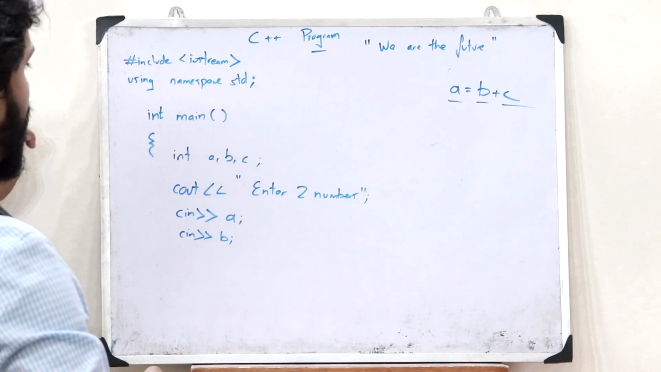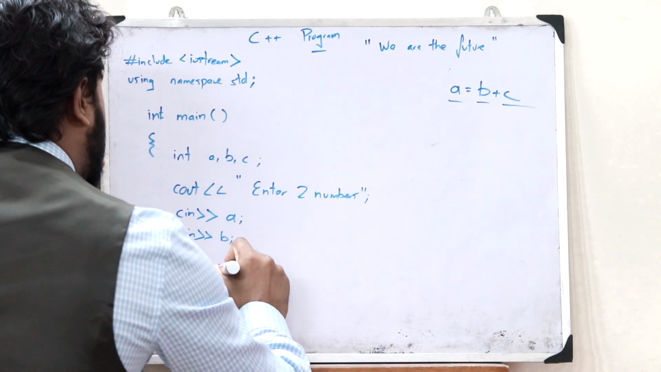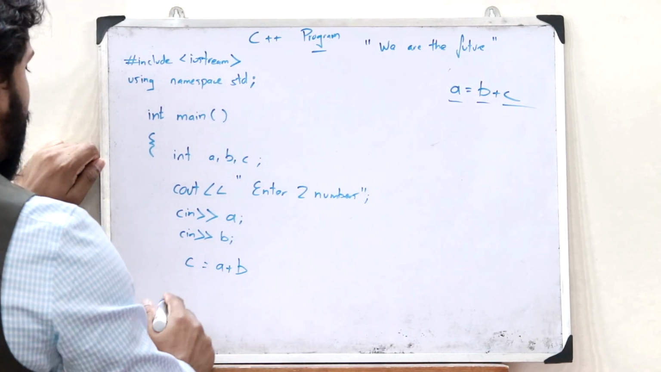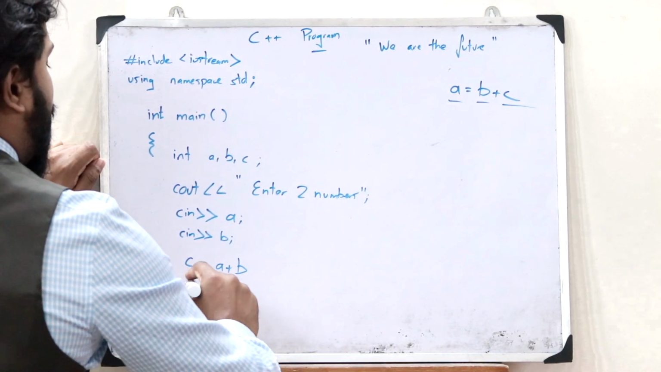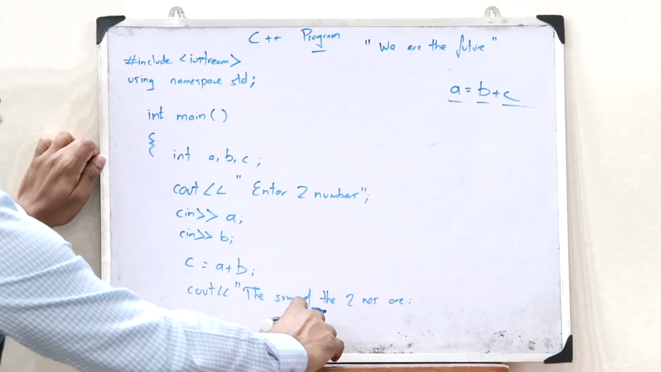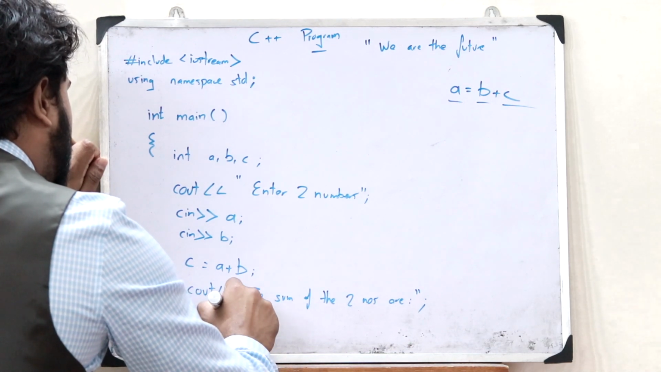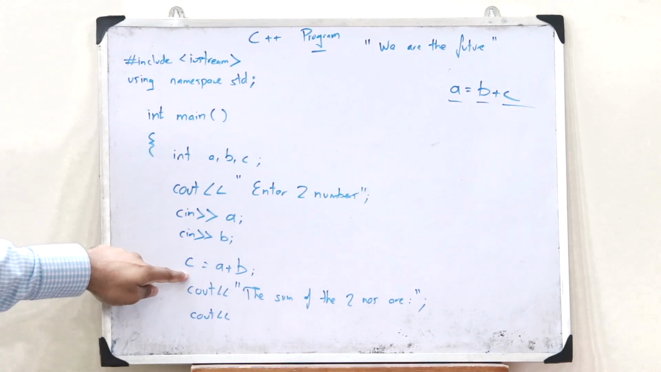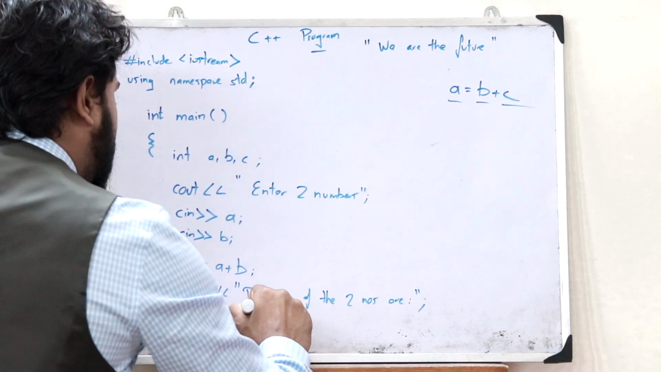Now we have to perform the arithmetic operation c equals a plus b. Therefore, the value of the sum a plus b is stored in c. And now we can write cout "The sum of the two numbers are", and we close the inverted commas. When we have to display the value of this particular integer, we don't have to put the double inverted commas. We can just write cout c.